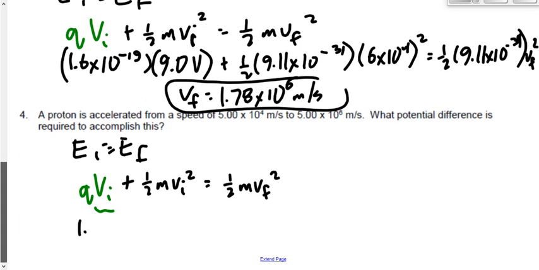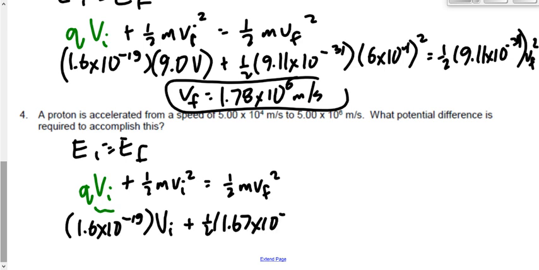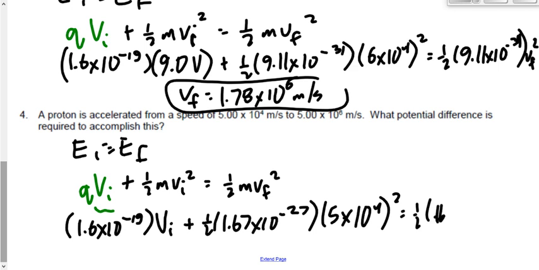Let's say the charge of the proton is 1.6 times 10 to the minus 19 coulombs times VI, which I'm not really looking for, but I am looking for, plus 1/2 of the mass, which for a proton is 1.67 times 10 to the minus 27, times 5 times 10 to the 4 squared, equals 1/2 of 1.67 times 10 to the minus 27 times 5 times 10 to the 6 squared.